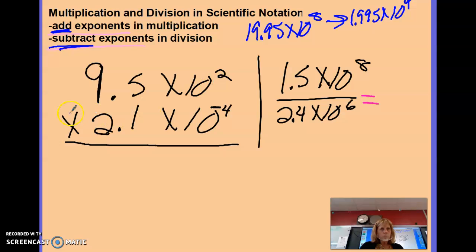If you are multiplying, which this first one is, then you're simply going to add those exponents together. So if I have times 10 to the second, the exponent is a 2, and I add this to a negative 4. 2 plus a negative 4 gives me negative 2. And then I just go ahead and multiply these. Use my calculator to do that really quickly. So 9.5 times 2.1 is 19.95.